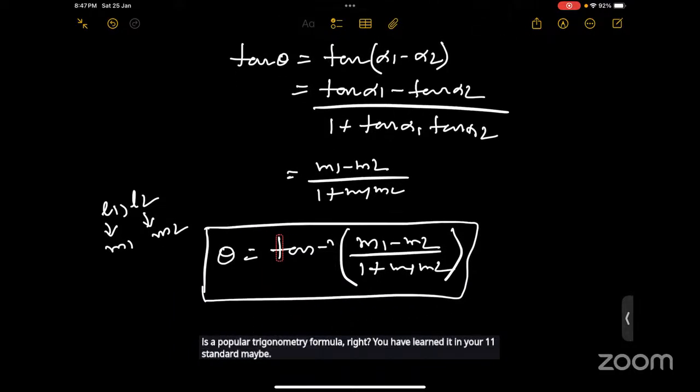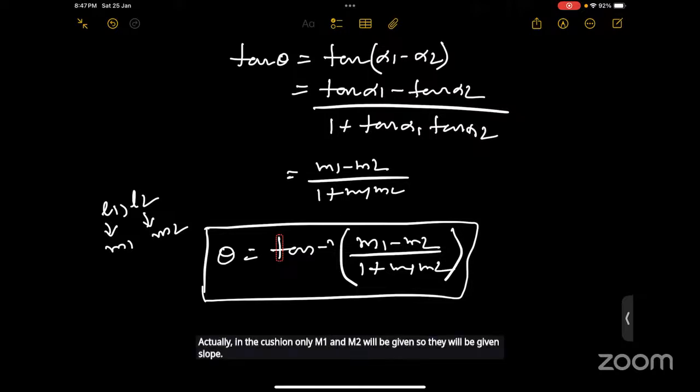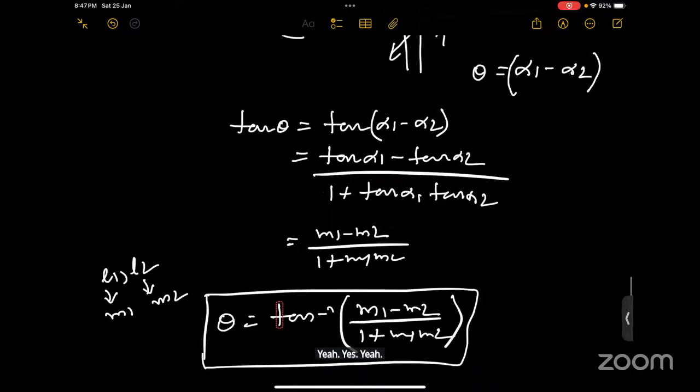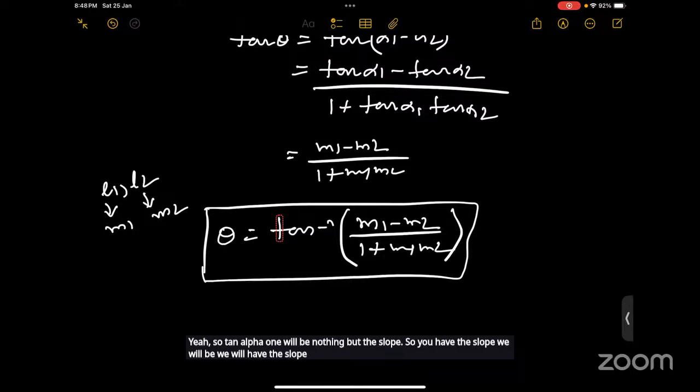Ma'am, what do we put instead of tan when applying the formula in a question? dy by dx? Actually, in the question, only M1 and M2 will be given. They will be given as slopes. So we only have to put the values of M1 and M2, not tan inverse, because the slope will be given most of the time. Tan alpha 1 is nothing but the slope, so you apply the formula. This is just the construction of the proof.